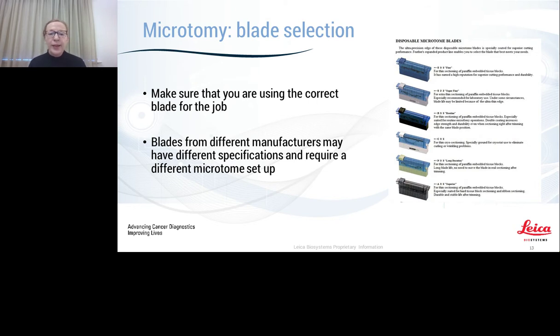So when you are thinking about which blade, make sure that you're using the correct blade for the job. Blades from different manufacturers will have different specifications. Usually you'd select a blade for your most routine work. A routine might be a blade with an angle of, say, 35 degrees. But then other blades might be more suitable. They might be treated with special treatment that is good for bones or for harder tissues.